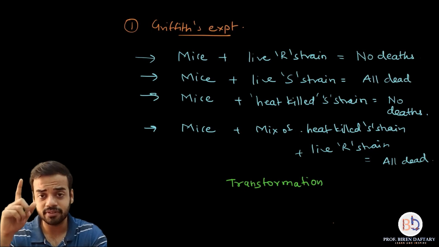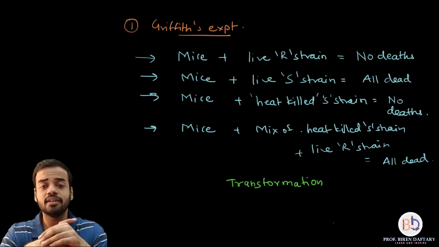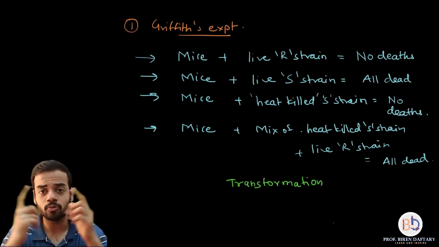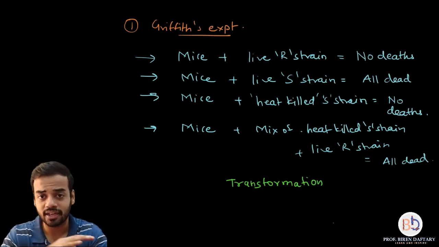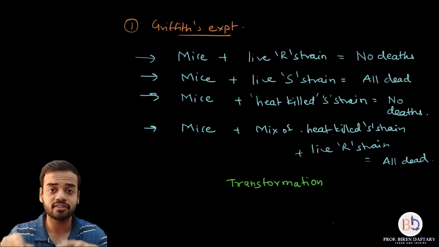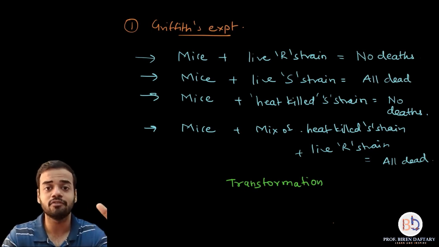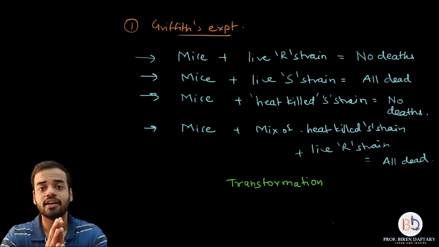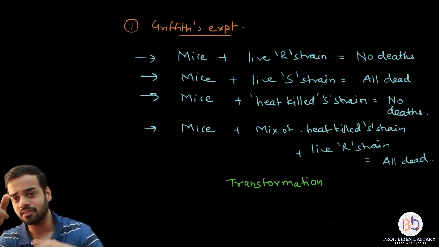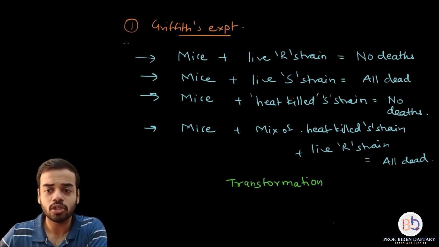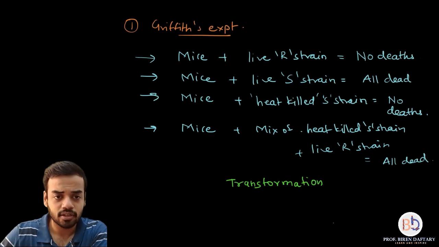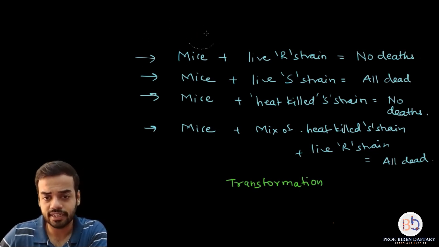Another difference between the R strain and the S strain is that the S strain has a capsule protein envelope, because of which it is pathogenic, whereas the R strain doesn't have a protein envelope. So when this transformation occurs, the R strain develops a protein coat around itself and it becomes pathogenic. I hope this experiment is clear. Griffith's experiment was the first experiment to show the process of transformation. Is this clear? Okay, now let us move to the second experiment.